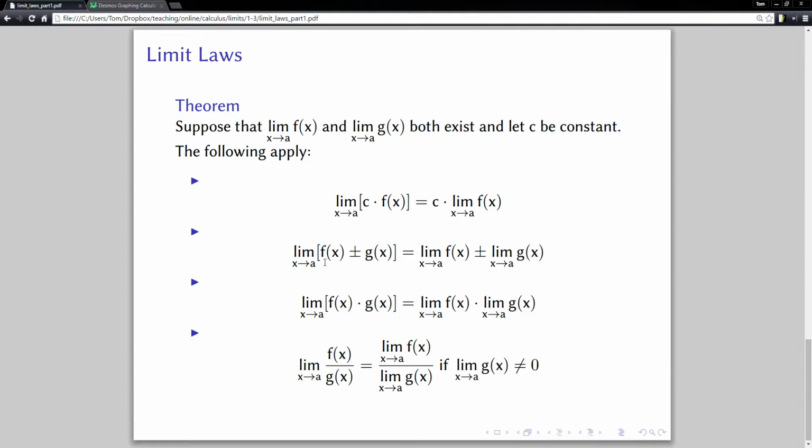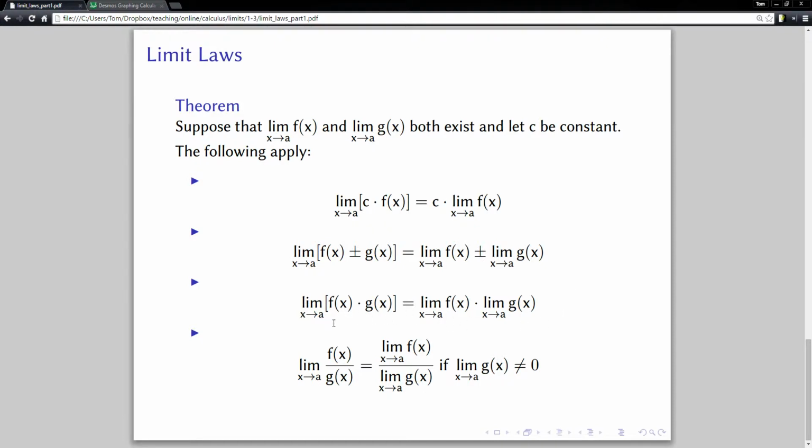Here the limit as x goes to a of f plus g or f minus g is going to be the limit as x goes to a of f of x plus the limit as x goes to a of g of x. So the limit of a sum is the sum of the limits there. And same thing with subtraction. If I have the limit of f minus g and I know both those individual limits exist, then I can say that the limit is going to wind up being just the subtraction of the individual limits.